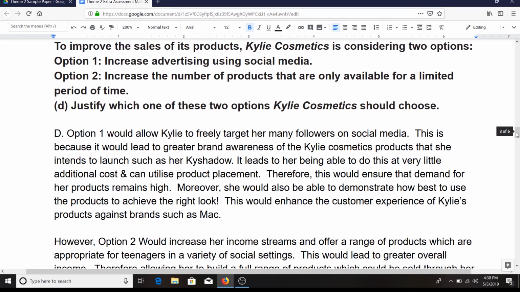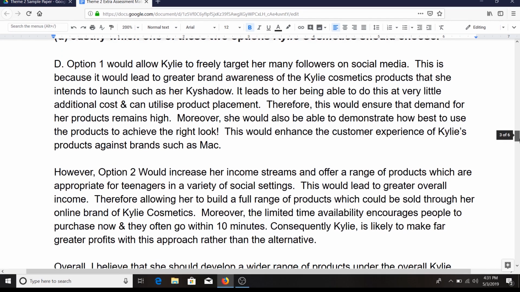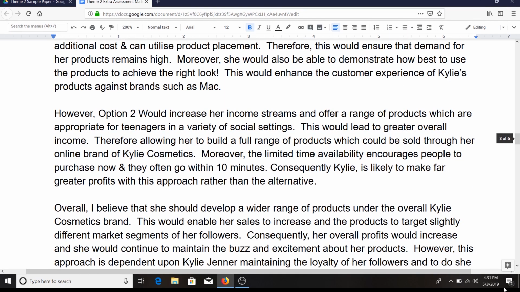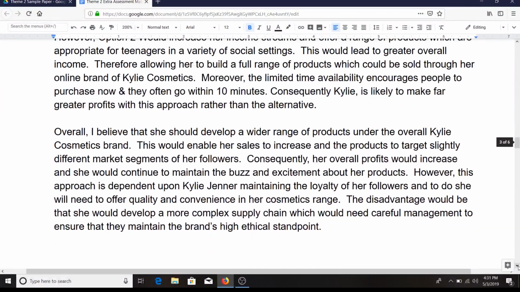Let's move it through. To improve the sale of its products, Kylie Cosmetics is considering 2 options. Just pick out your preferred one, ID, BLT plus the MC. What's she done? Oh, she's got eyeshadow. Okay, so yeah, launch such as her eyeshadow. What else could you want, ladies? Okay, so we've got that BLT, MC stuff. There's also a bit of MAC, which is another makeup brand, I believe. Okay, so that's good. Then we've got a counter argument.